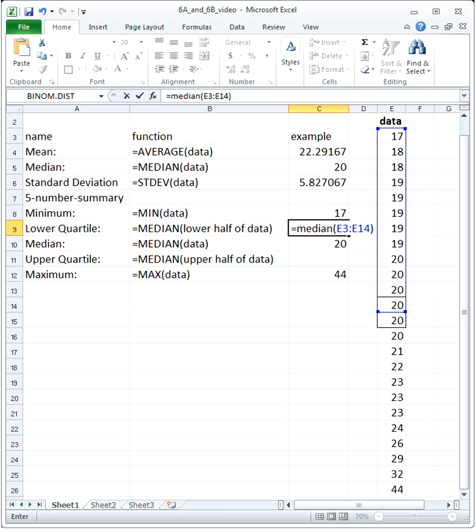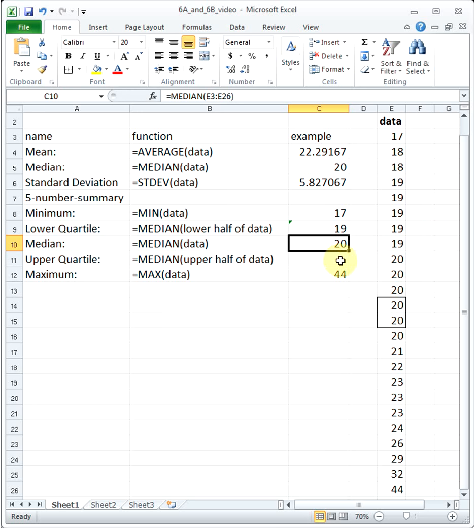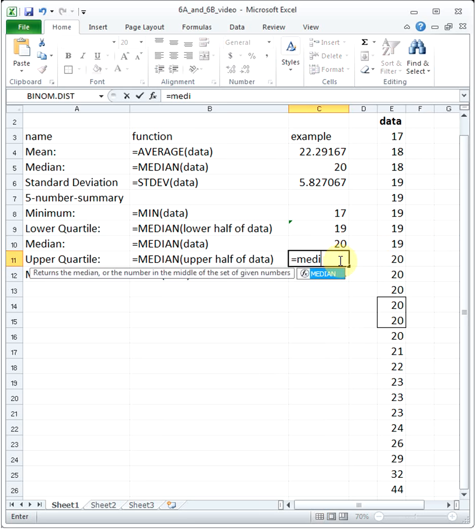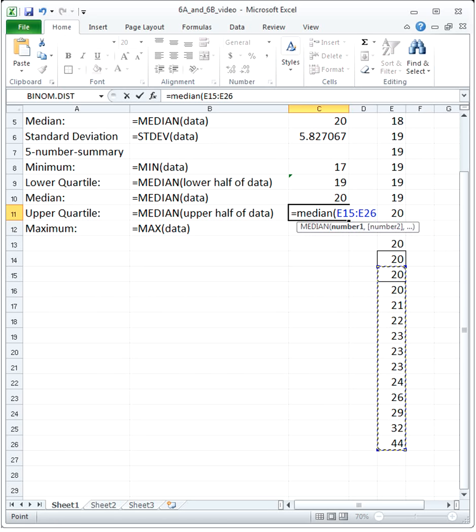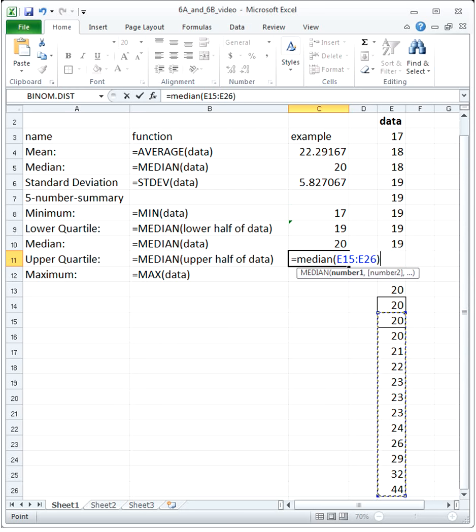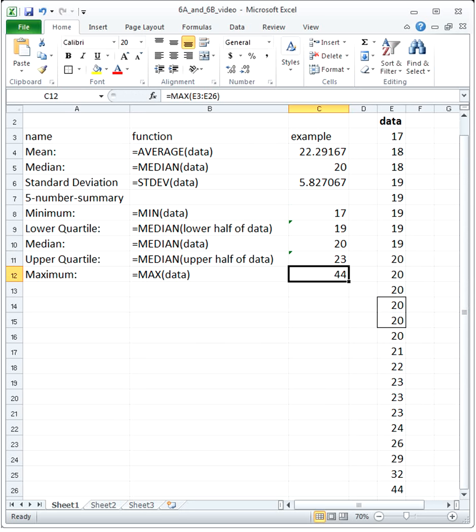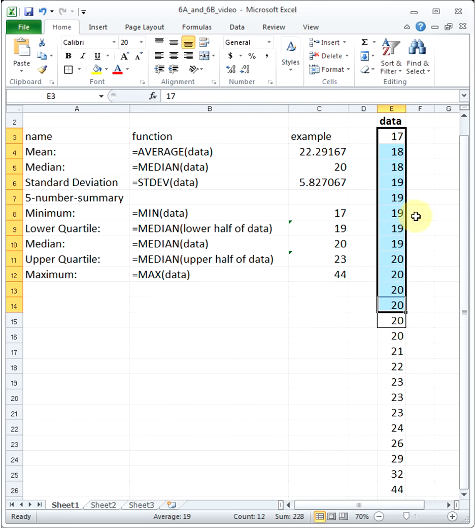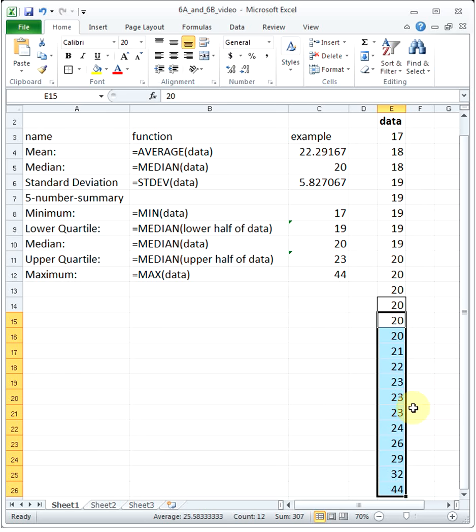So we want to include that in our half. If we find the middle value of the bottom half, that gives us our lower quartile. And then if we find the median of the other half, that gives us our upper quartile. So we see that 19 represents the middle of the bottom half of the data, and that 23 represents the middle of the top half of data.